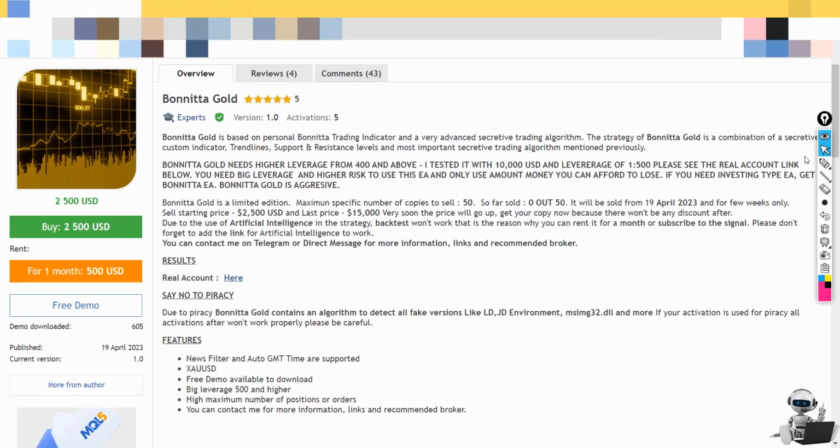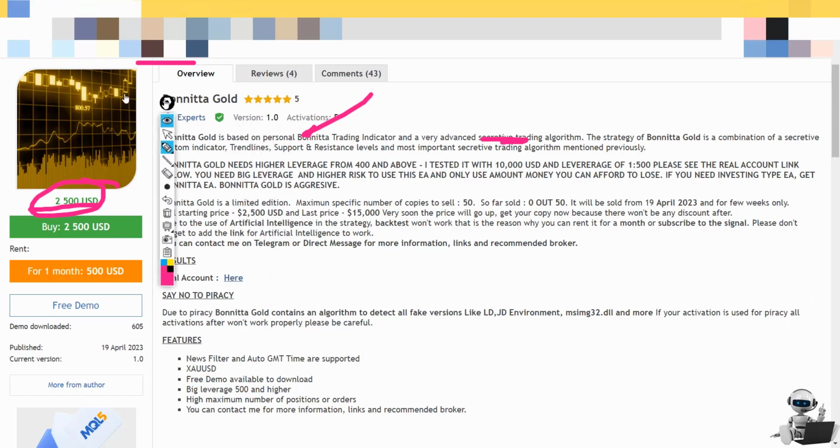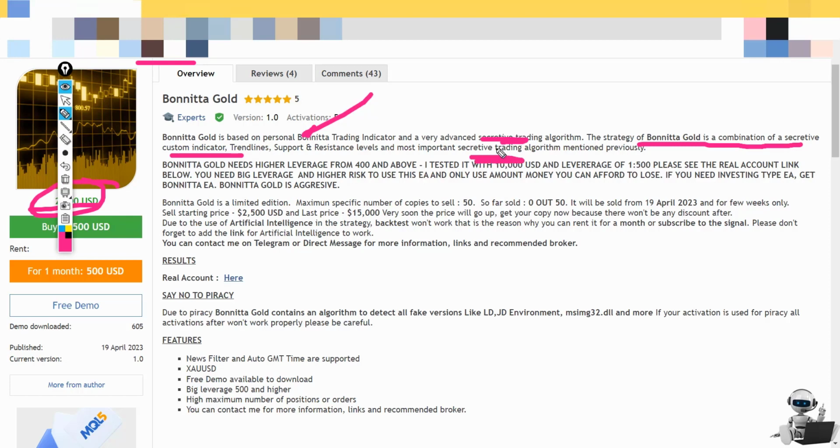As you can see, the Bonnitta Gold is currently a trending EA and the price is quite expensive, $2,500. What he's saying is that it is based on a very advanced secretive trading algorithm, which I don't think there is. The strategy is a combination of custom indicator, trend line, and support resistance level with a secretive trading algorithm. Why he is using the term secretive algorithm, to be honest, I don't know. Maybe it is for marketing purposes, but I don't think there is anything secretive.